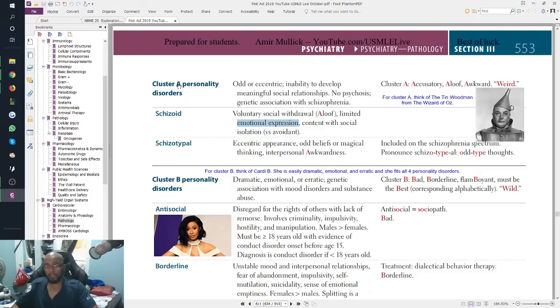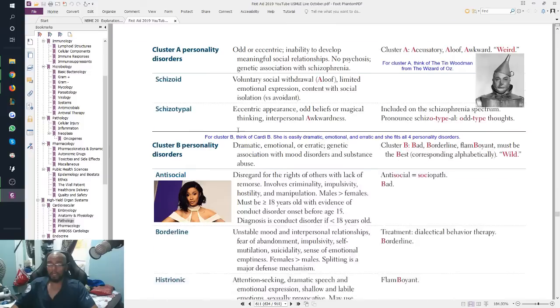Schizotypal is the other thing in cluster A, but schizotypal is not schizoid. So you got to make sure you keep that in mind. Eccentric appearance, odd beliefs, or magical thinking is the other reason I ask you to think of him. He is eccentric, right? He looks weird. This is not how a normal human would look. He reminds you of odd beliefs and magical thinking. It's the Wizard of Oz. That's a magical thing after all. And interpersonal awkwardness. So this is the other cluster A. Cluster A stuff is all schizo. So schizoid and schizotypal is all you have to remember. Once you remember schizoid, you remember schizotypal, and you're done.